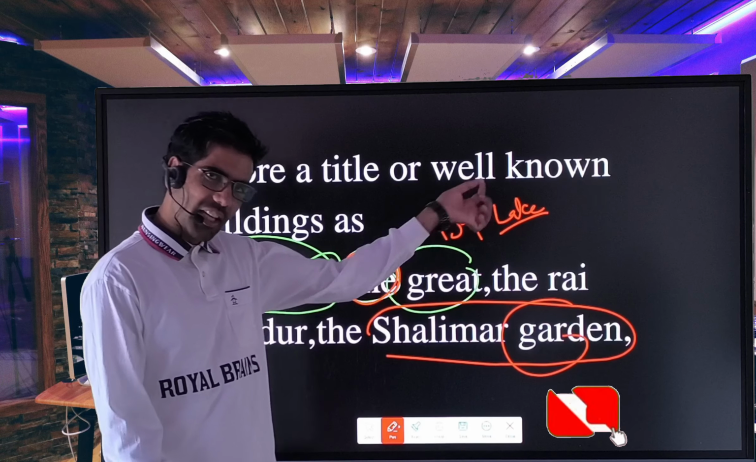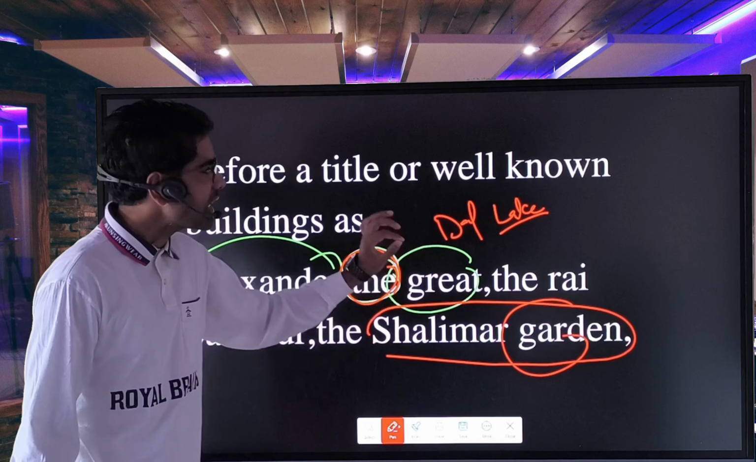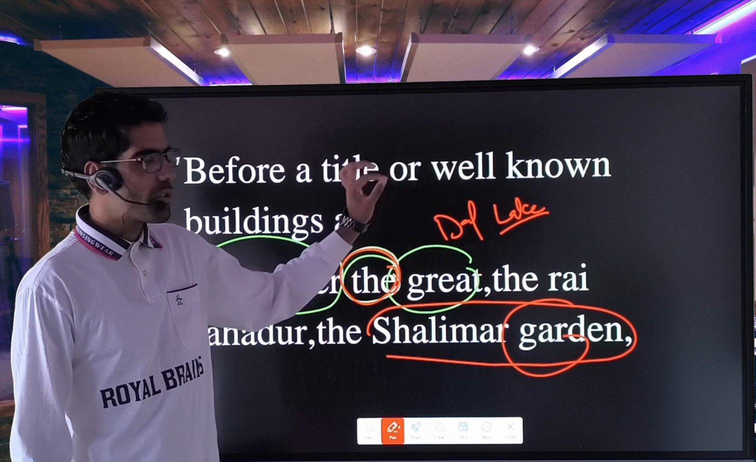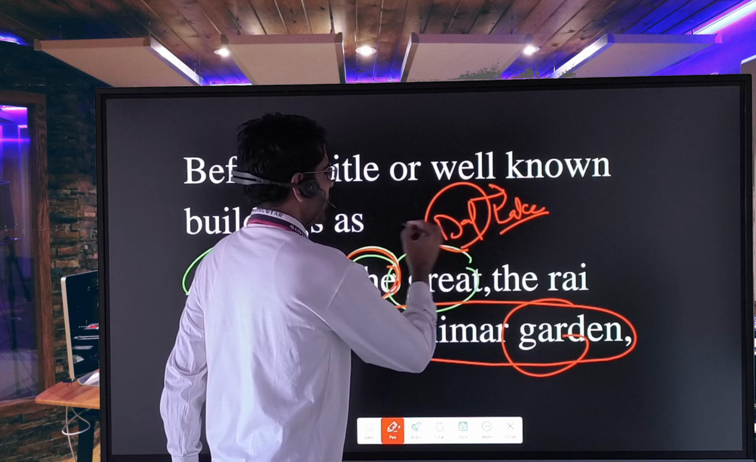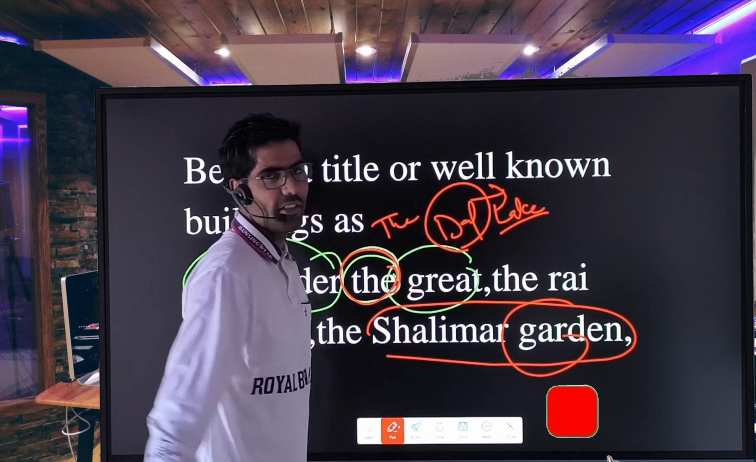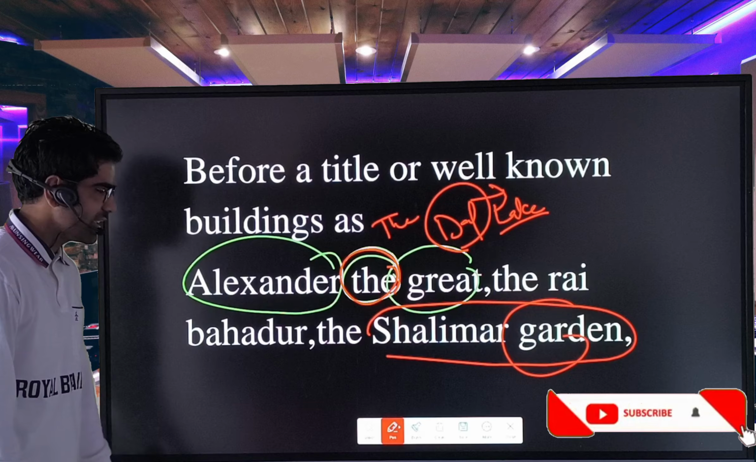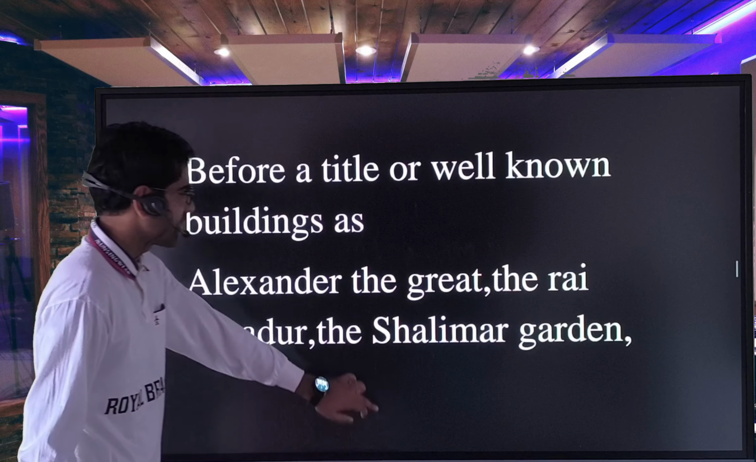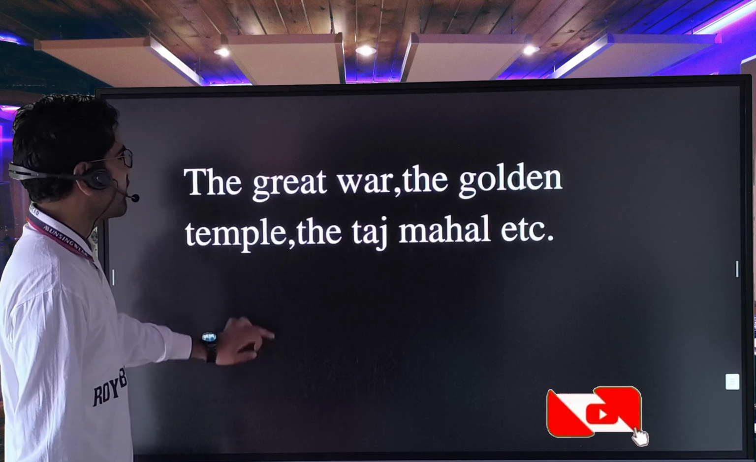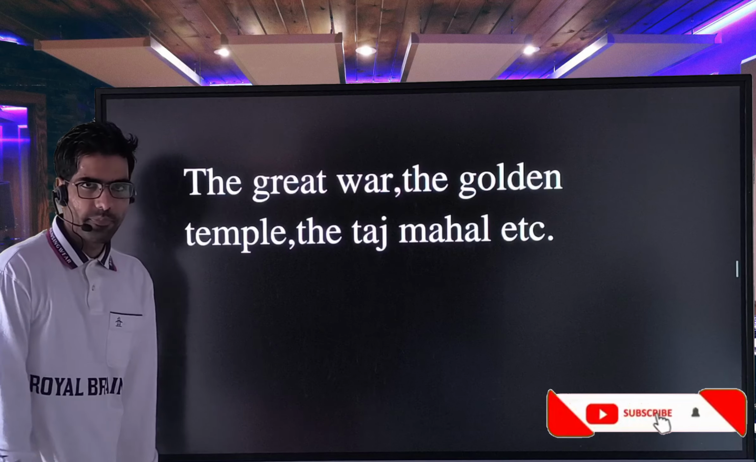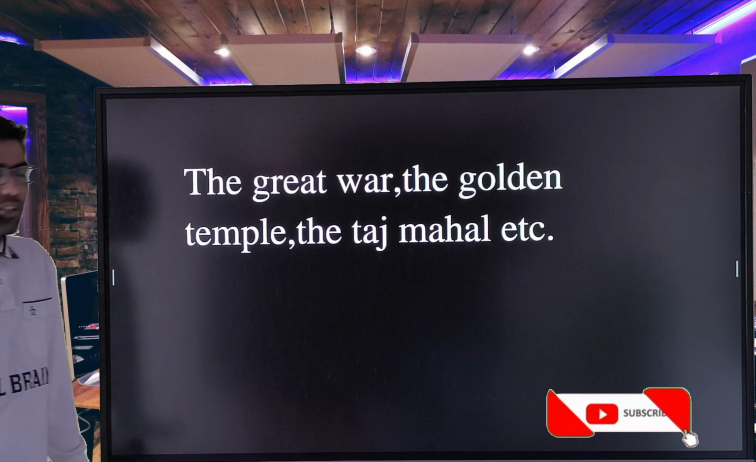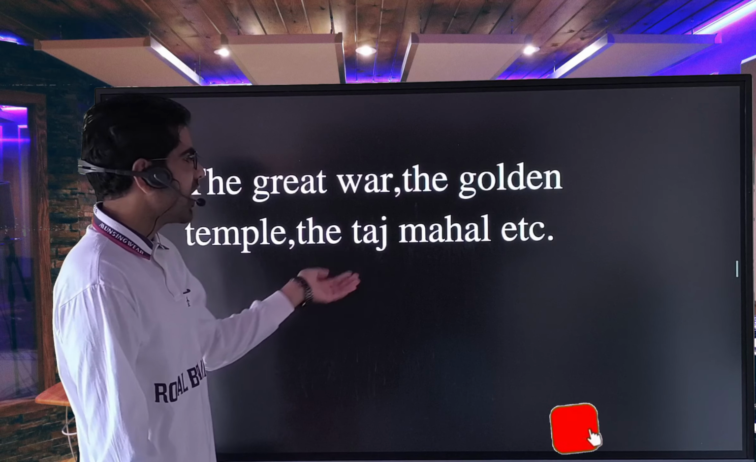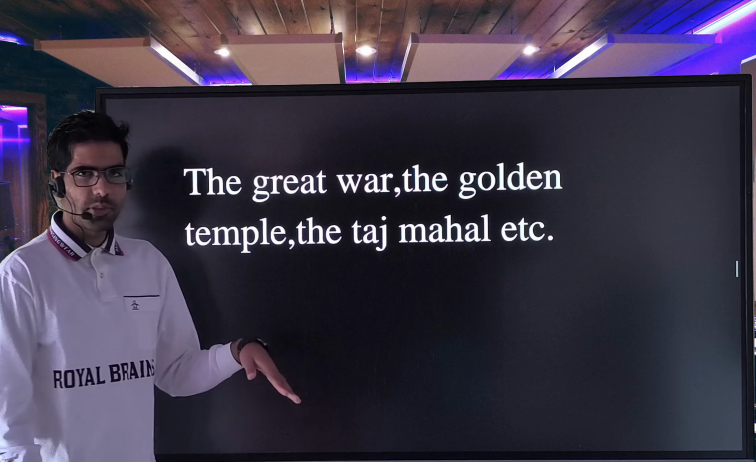Dal is actually the title, so it is also a name, but it's actually a kind of title to the lake. So to recognize this lake, I say the Dal Lake. So this is a kind of title, so I use an article there. What is it, friends? In the same way, the Great War, the Golden Temple, the Taj Mahal. These are actually titles.